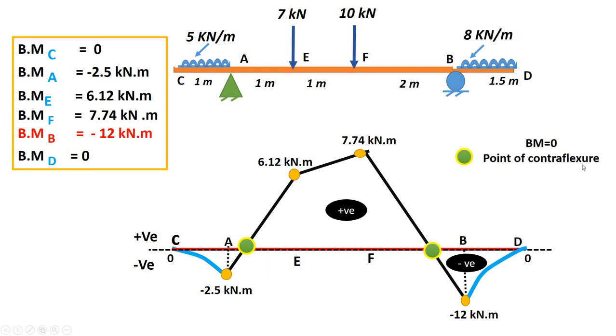It is point of contraflexure, right? Where the bending moment changes its sign from negative to positive, right? So that's why it is called as contraflexure, right? Or you can say the bending moment is 0 at these 2 points, right?